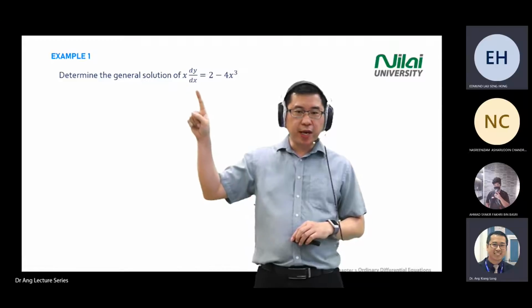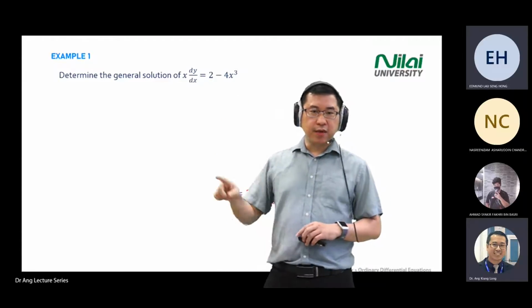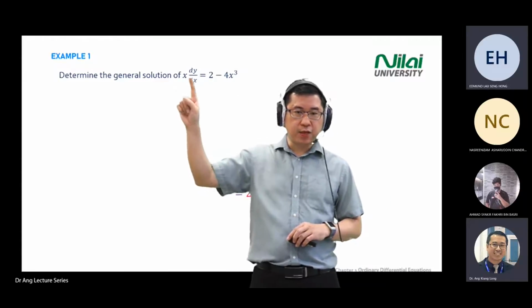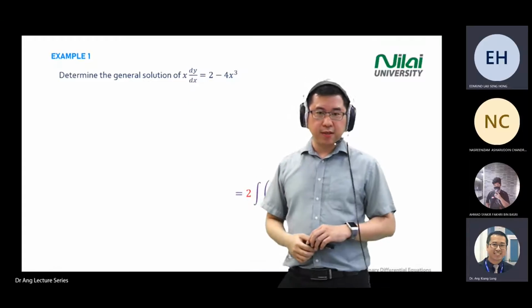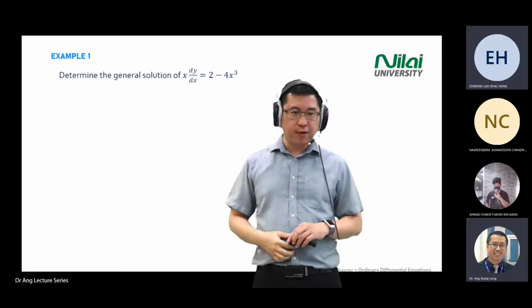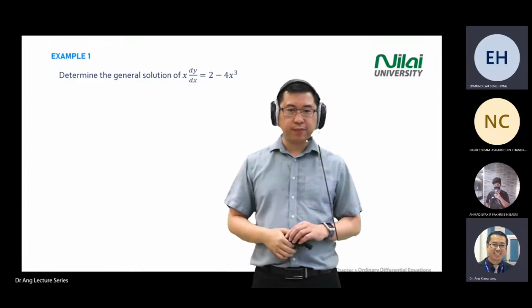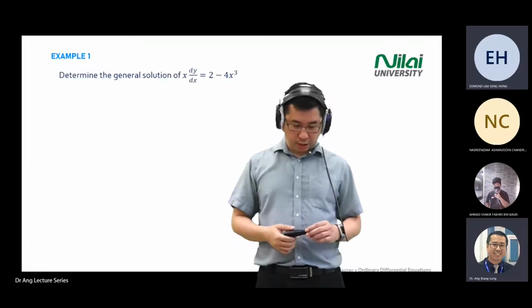How do you rewrite this equation? I only want to have dy dx on the left hand side, and what happens to the right hand side? If I don't want to see x in the equation, I only want to see dy dx on the left. How do you rewrite this equation? Edmund, this question is for you.